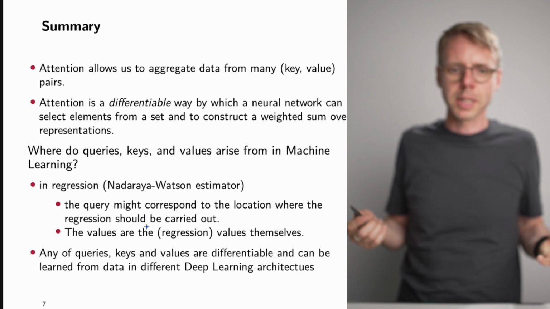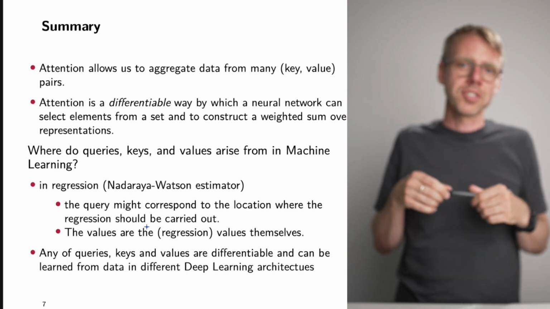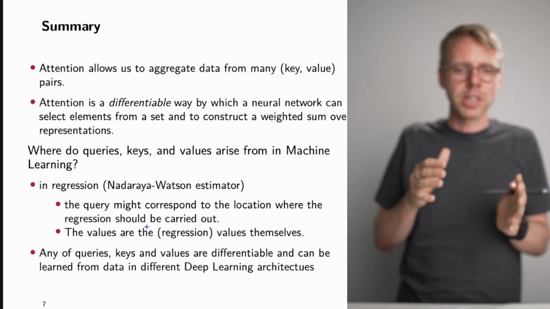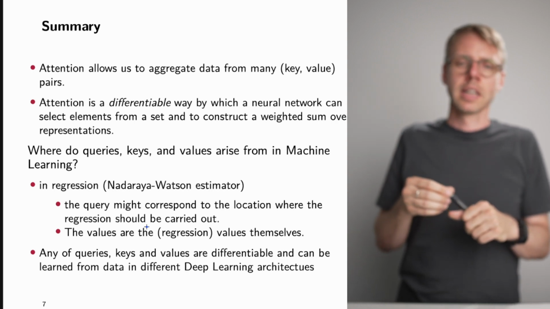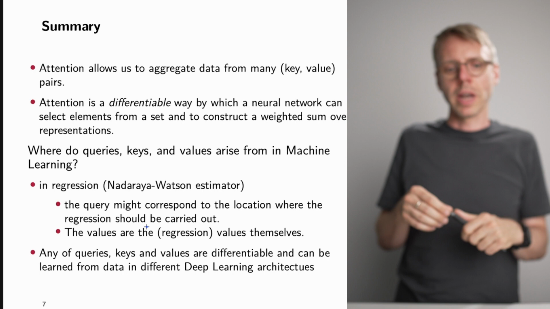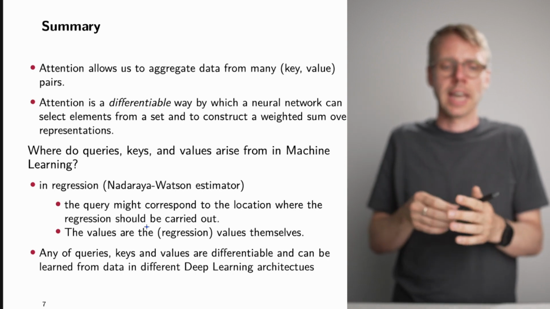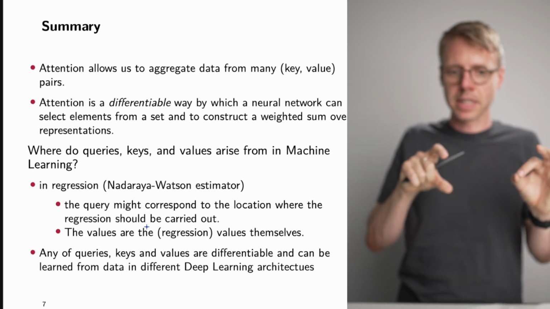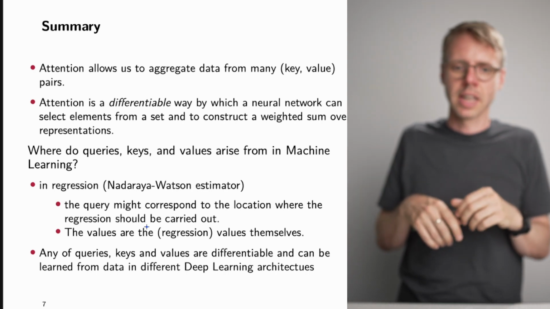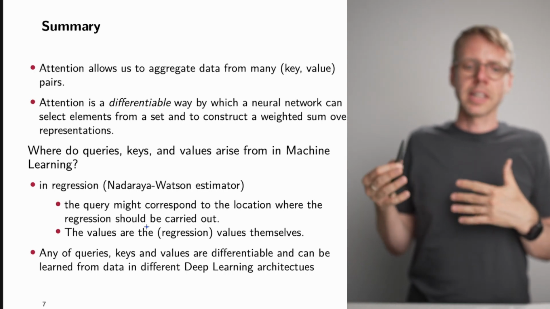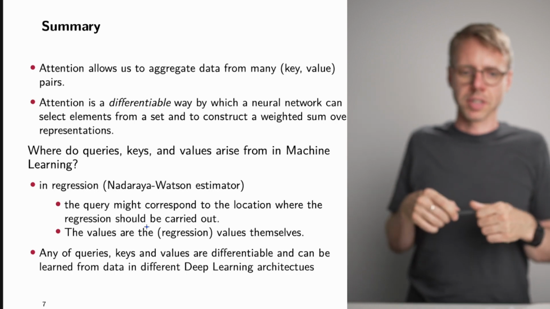So let's summarize this part. Attention is a way that allows us to aggregate data from many key-value pairs. It is a differentiable way by which neural networks can select different elements from a set of key-value pairs to construct a weighted sum over these representations.